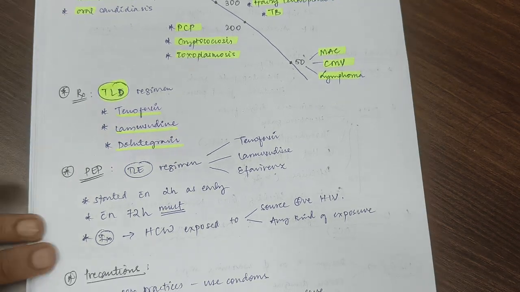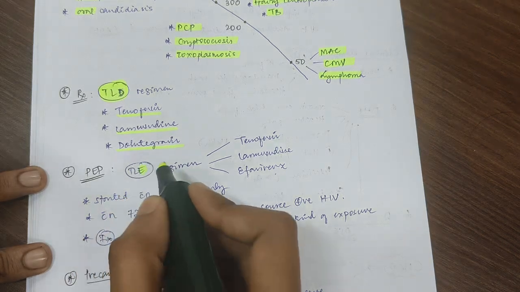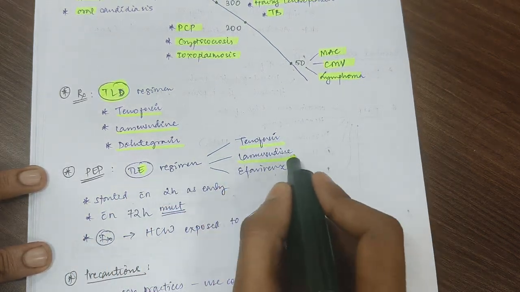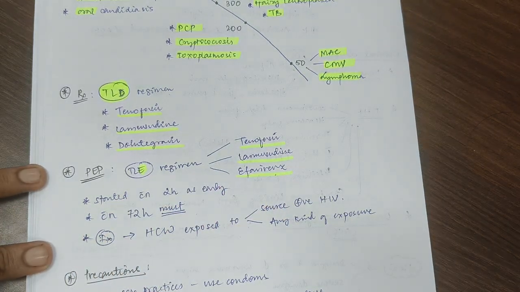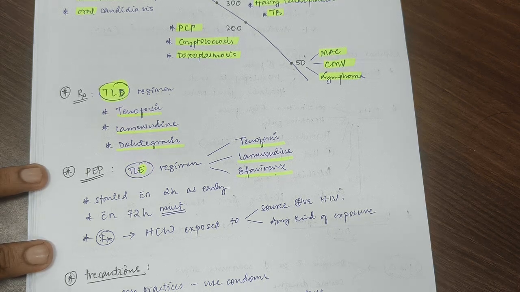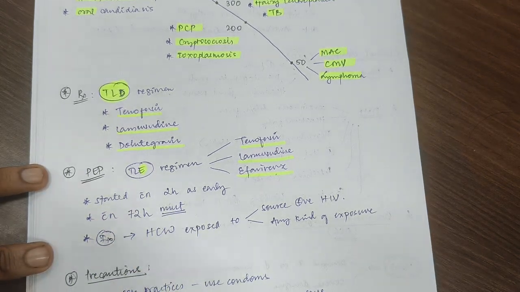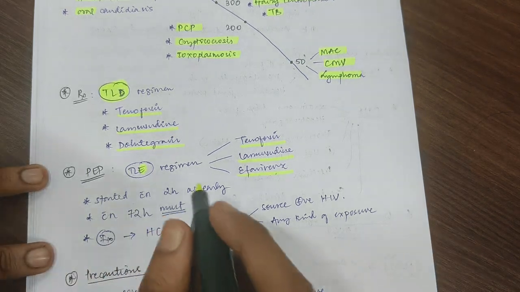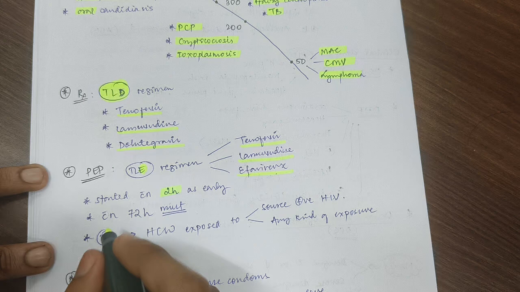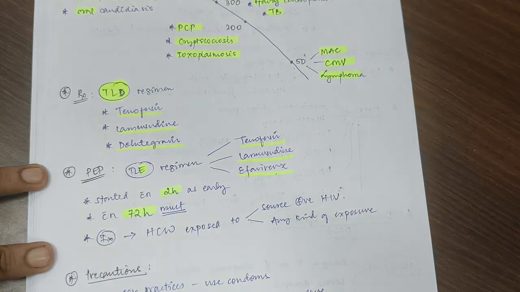Then post-exposure prophylaxis, again TLE. Here it is E, that is tenofovir, lamivudine and efavirenz. It's been updated, I think most probably it is the TLD regimen in both. So basically it's better if you write the TLD regimen in both, okay, it's fine. You can write the TLE regimen also, the TLD regimen also. It should be started as soon as possible, that is within 2 hours. It must be started within 72 hours, or else it is not effective.